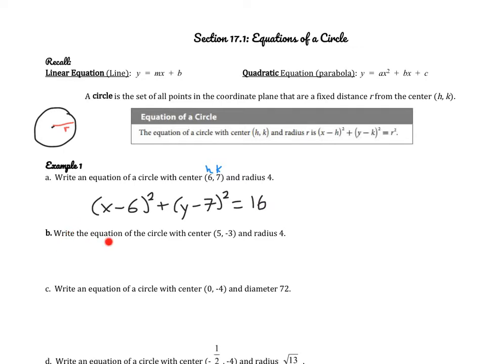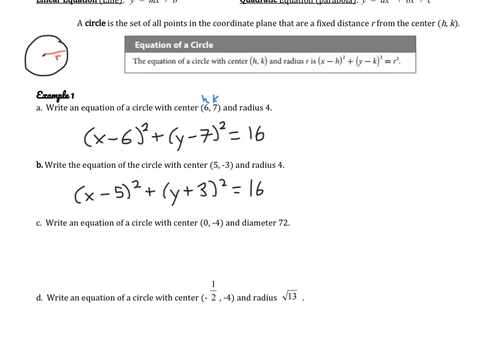Here we're going to write the equation of a circle with a center (5, negative 3) and a radius of 4. So here we do x minus 5 squared plus y. Now since our k value is negative, it actually becomes plus 3 squared equals, again, 16, our radius squared.